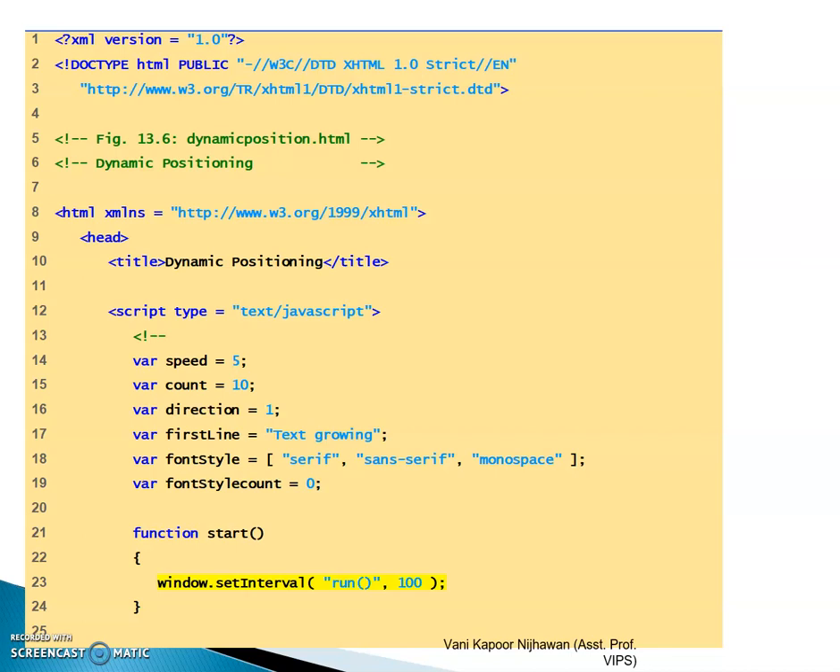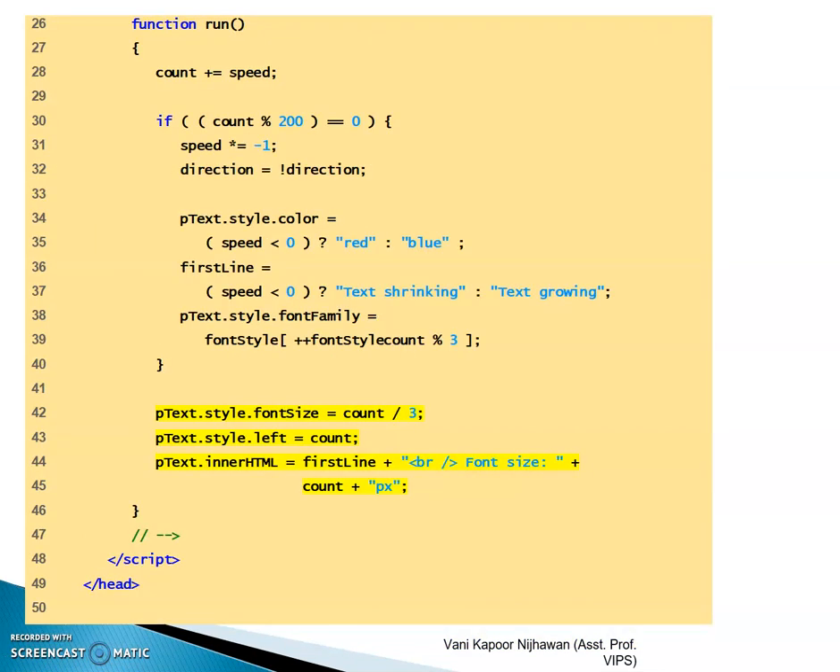starts a timer which calls a particular function that we have mentioned as the argument. It keeps on calling this function again and again after the lapse of this many milliseconds. So that means we'll be calling run function after every 100 milliseconds. So we'll go to run function once it is called.